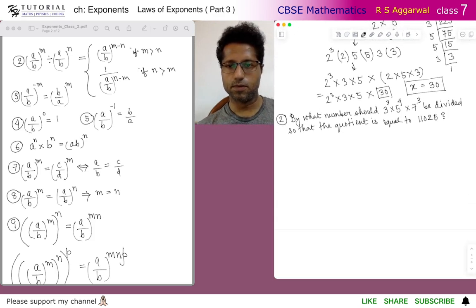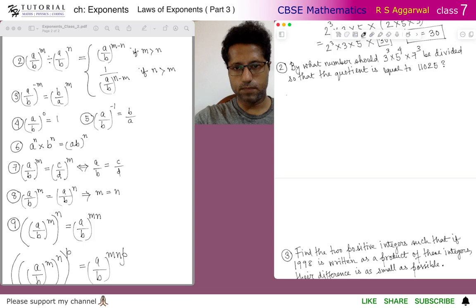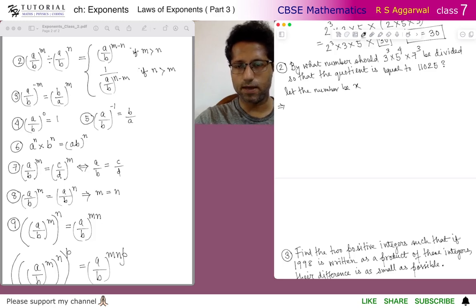Okay, let's do question number 2. By what number should this be divided so that the quotient is equal to 11025? It's similar to question number 1, but now we have a division. Okay, so let the number be x. So if the number is x, then we should have 3 cube multiplied by 5 to the power 4 multiplied by 7 to the power 3 divided by x should give 11025.